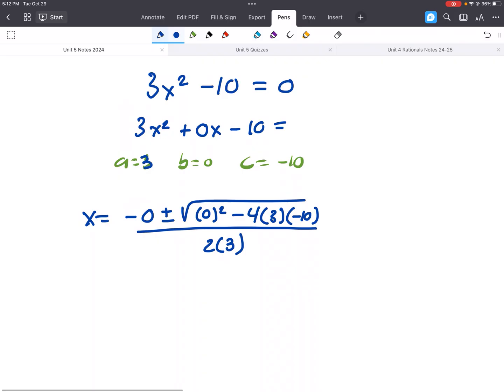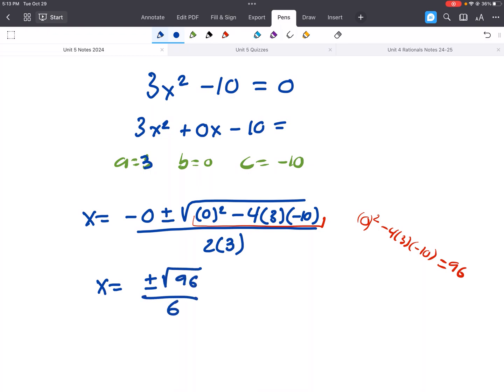Okay? So again, we're going to do the same steps. We're going to simplify, simplify, simplify. So first thing, we're going to plug in all of this into your calculator. 0 squared minus 4 times 3 times negative 10. And we're going to end up getting 96. So we'll have x equals negative 0. Well, what is negative 0? Do we have to keep it? We don't. So we're just going to have plus or minus the square root of 96 all over 6.